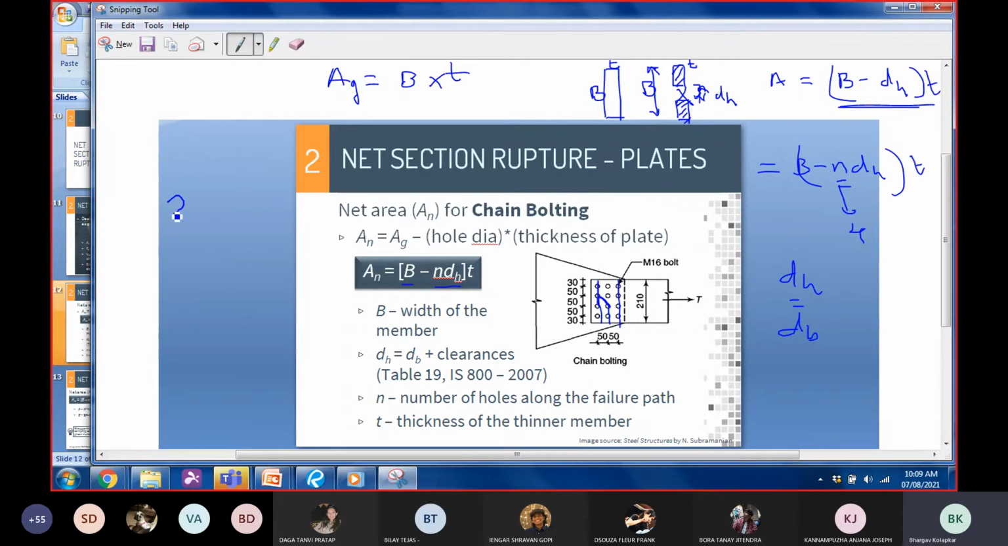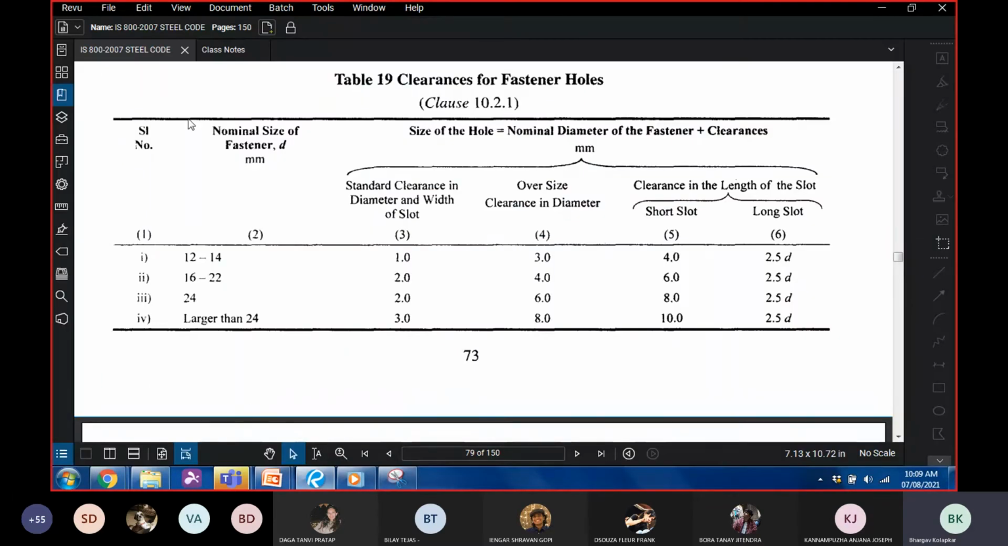Normally it is around 2 mm. The IS code gives us a table saying the diameter of hole, or the clearance, is based on the diameter of the bolt. If the diameter is between 12 to 14, then you might give 1 mm tolerance. Meaning that if it is between 12 to 14, this will be between 13 to 15. If it is 16 to 22, we'll have 2 mm. If it is 24, then we'll have 2 mm. If it is larger than 24, then we'll have 3 mm.